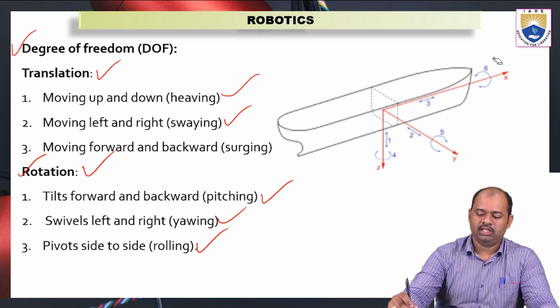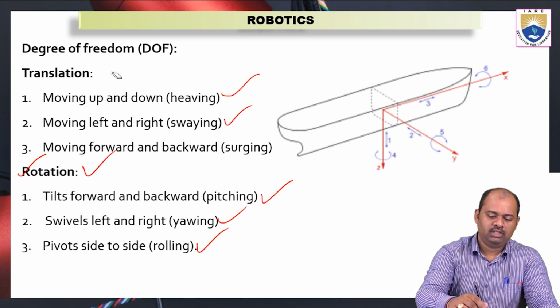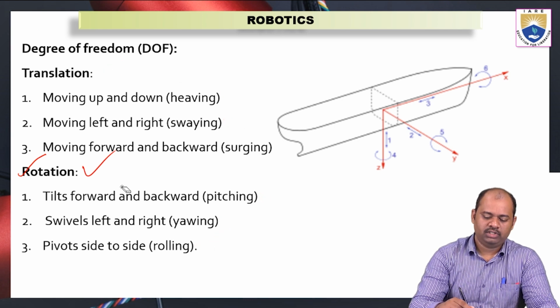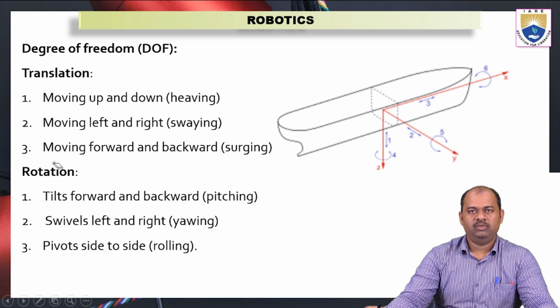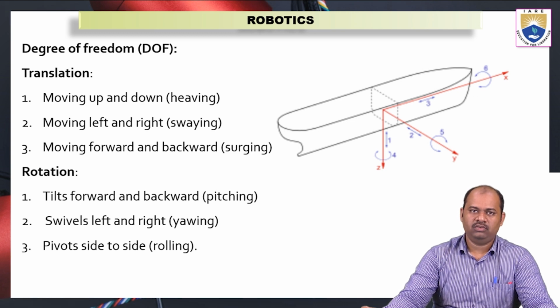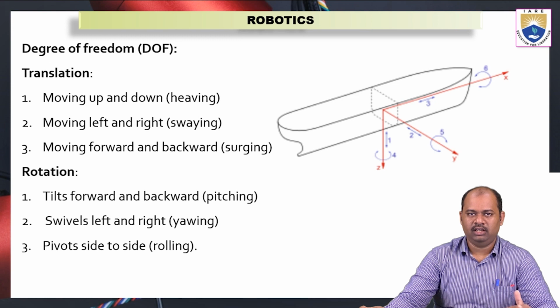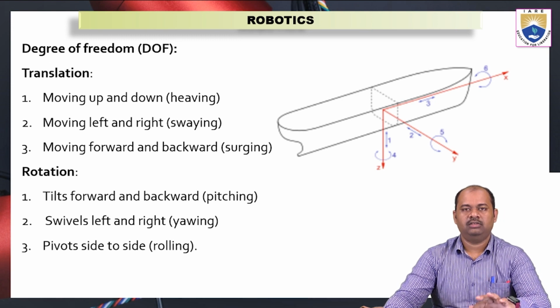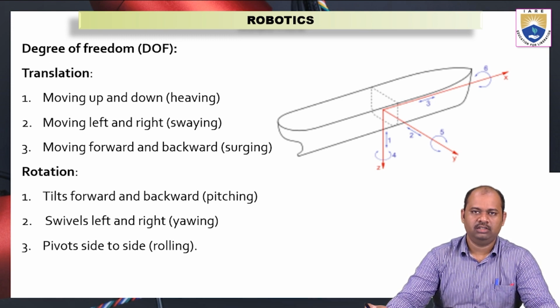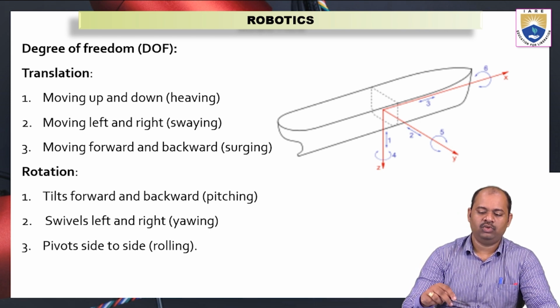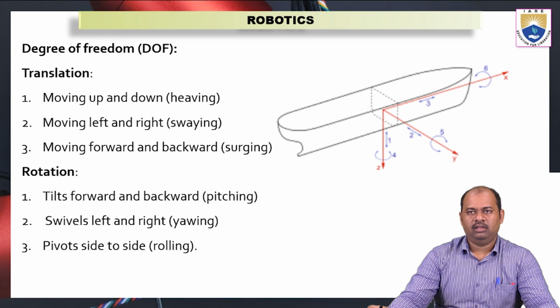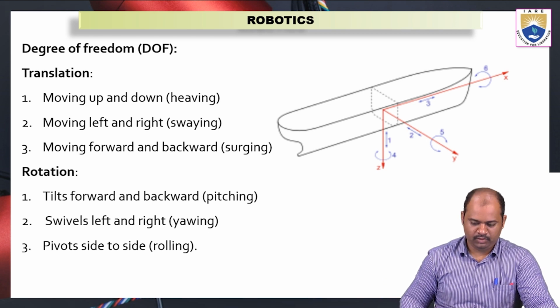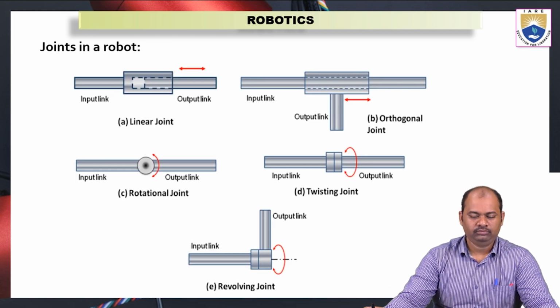Mostly they can see all these three motions. Now these three motions, along with the translatory motions, are all possible for robots also. Whenever a robot is moving in any of these styles, we can call them by the names heaving, swaying, surging, and pitching, yawing, and rolling. So these are the different motions that are possible for any robot. We'll go to the next slide.